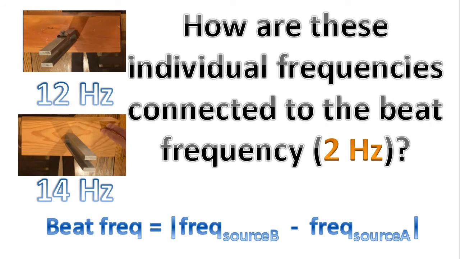Well, there's the formula. The beat frequency equals the frequency of one source subtract the frequency of another source. 14 subtract 12, or 12 subtract 14. By the way, you can't have a negative beat frequency. And so these lines here represent absolute value. So 14 take away 12, or 12 take away 14, it'll always give you an answer of 2.